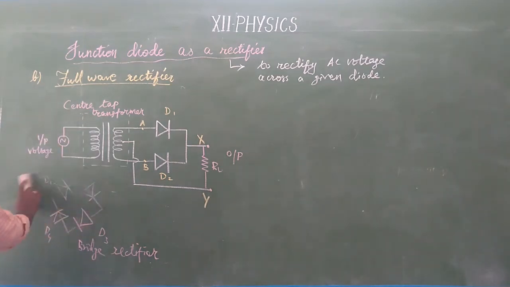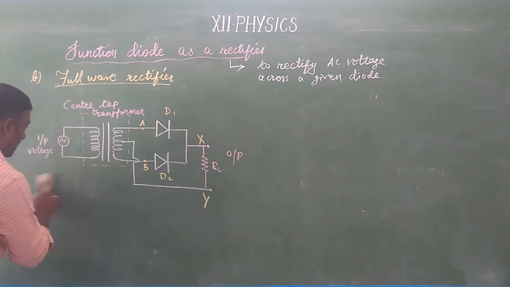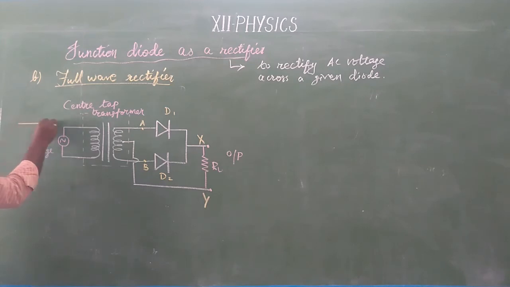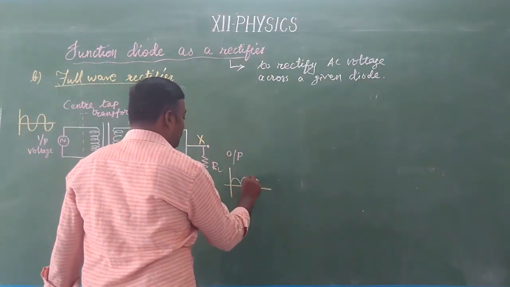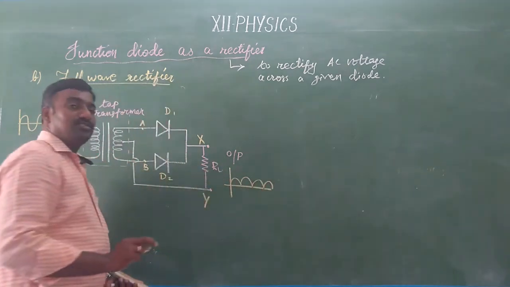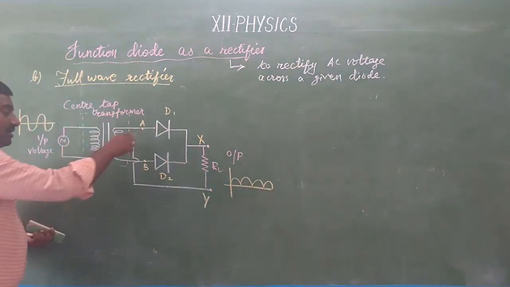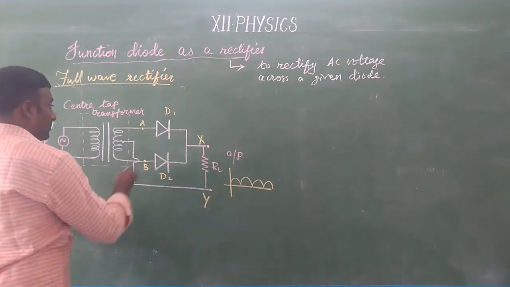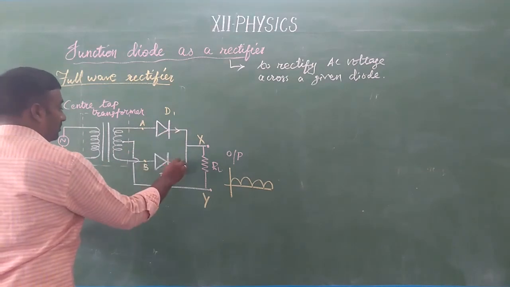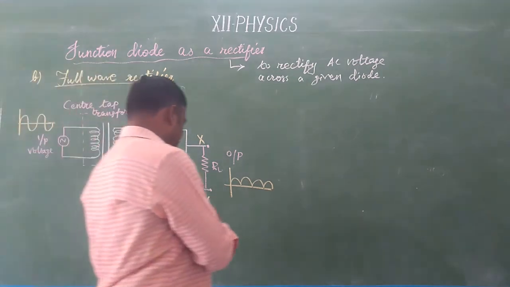Okay. Now the function, how the AC input is changed to a uniform DC output. This is an AC input, but the output should be unidirectional. So how to get this unidirectional current? First, the diode at point A, we'll see what will happen. So look at the graph.